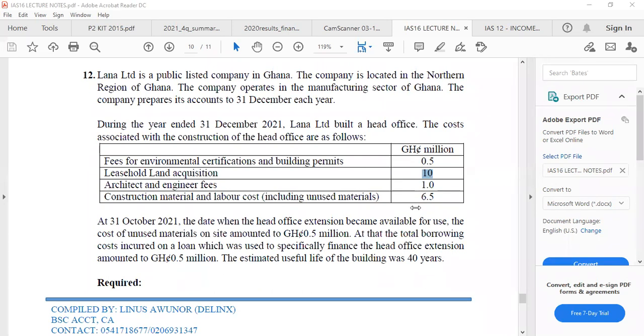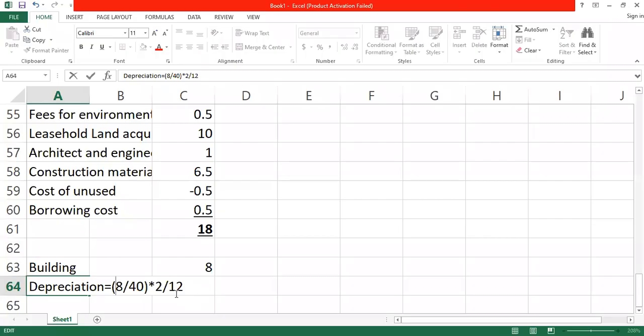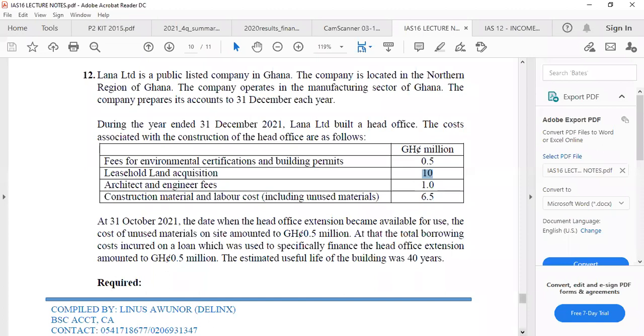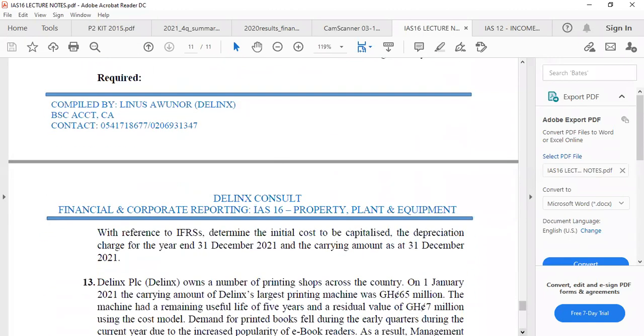Okay. So the building was used for only 2 months, which is November, December. So you have your 8 million over 40 years times 2 over 12. That will give you your depreciation. That will be the depreciation charge for the year. All right. So I'm thinking that we are done with PPE now. The questions are there if you have any problem.